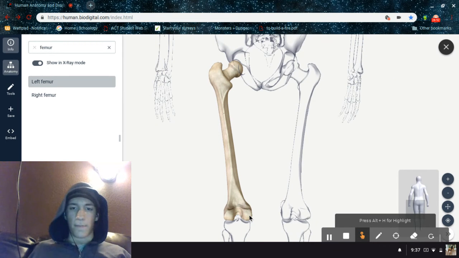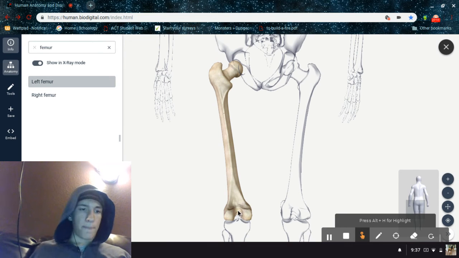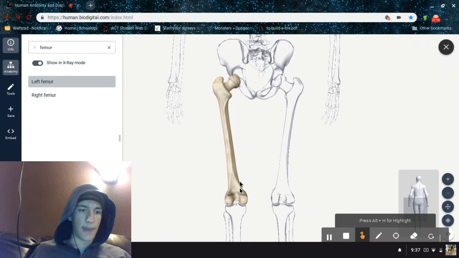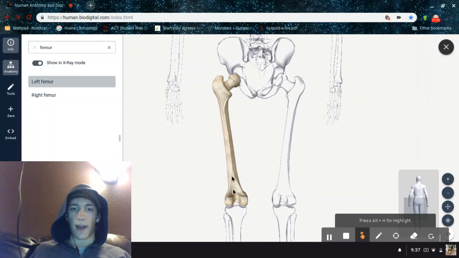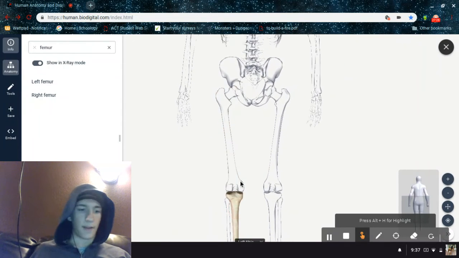This is your medial epicondyle, your lateral epicondyle. Remember, medial is towards the middle, lateral is towards the side. And we have your lateral condyle and medial condyle. An epicondyle is just on the cap of a condyle. Oh wait, linea aspera. You see this spine right here? That's the linea aspera.